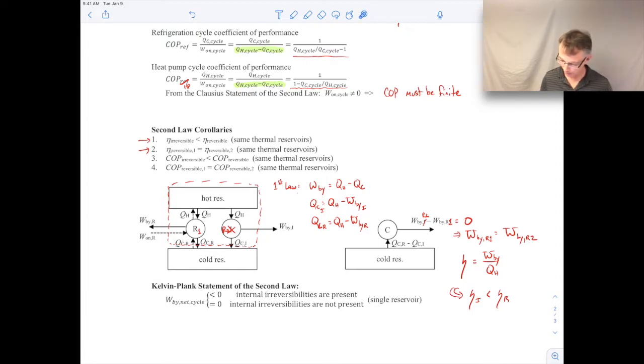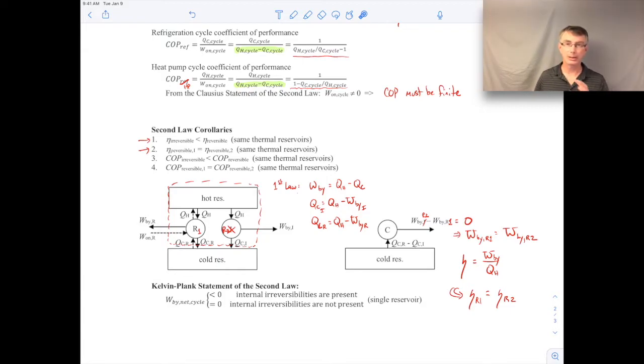And again, since I have the same work and the same QH, the thermal efficiencies for each of the reversible cycles should be the same. So that proves that second corollary. That's the proof for both of those corollaries. And like I said, you could do the same sort of thing for the coefficients of performance.